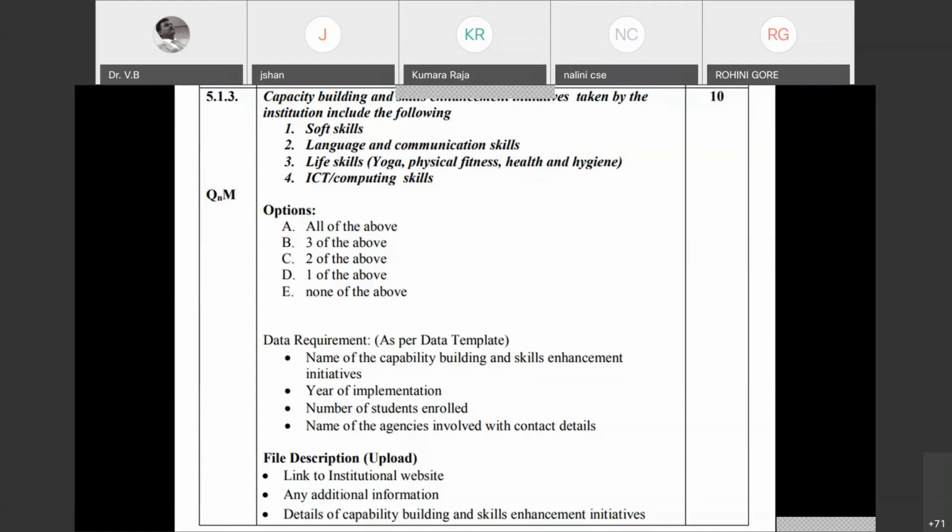So 5.1.3, capacity building and initiatives taken for soft skills. Here again, it is a quantitative metric, which means as per the data template, you have to clearly specify the name of the program conducted, the number of students who have enrolled in that program, the name of the agency, and also sample copies of the certificates issued.